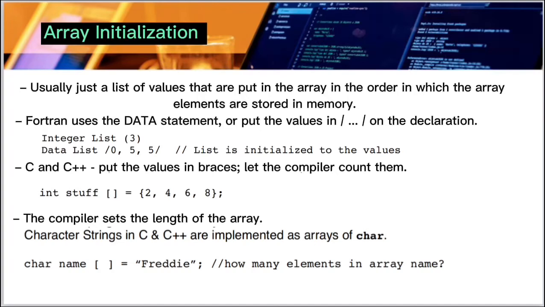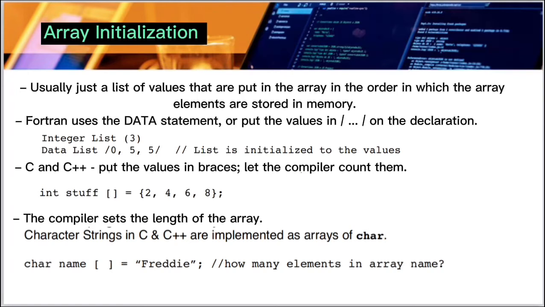Fortran uses the DATA statement, or puts the values in a single line comment section on the declaration. An example can be shown below. In C and C++, put the values in braces and let the compiler count them: int stuff[] = {2, 4, 6, 8}; The compiler sets the length of the array.